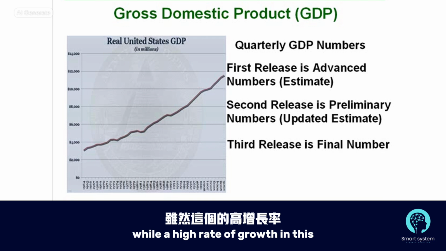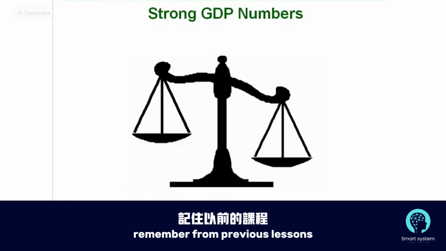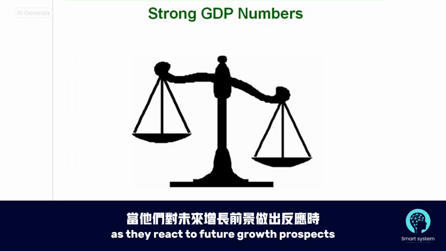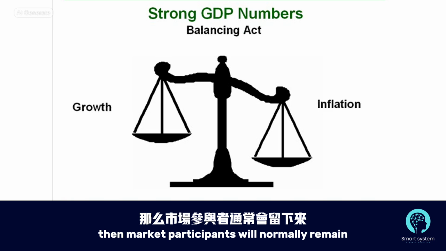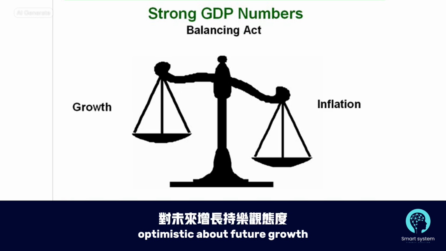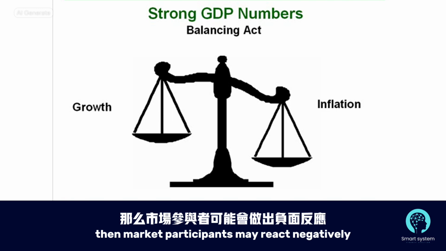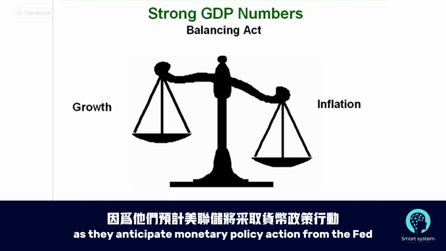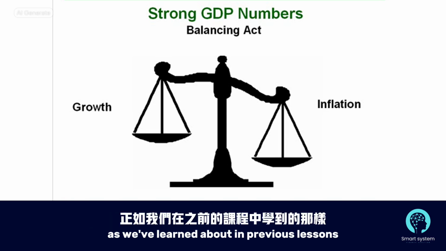While a high rate of growth in the GDP number represents a fast-growing economy, remember from previous lessons that this can be a good or a bad thing for markets, as they react to future growth prospects. If growth comes without an increase in inflation expectations, then market participants will normally remain optimistic about future growth, and we should see markets rally as a result. If, however, a high growth rate is considered unsustainable without excessive inflation, then market participants may react negatively and drive markets down, as they anticipate monetary policy action from the Fed to slow the economy down in order to contain inflation, as we've learned about in previous lessons.